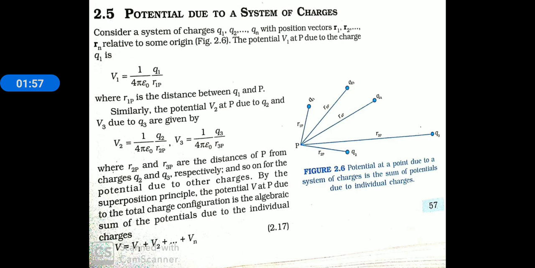By the superposition principle, the potential V at point P due to the total charge configuration is the algebraic sum of the potentials due to the individual charges. Therefore, the resultant potential V will be equal to V1 plus V2 plus V3 and so on. So, to find the potential due to a system of charges, simply we will calculate the potential due to individual charges at that particular point, and then we will add them.